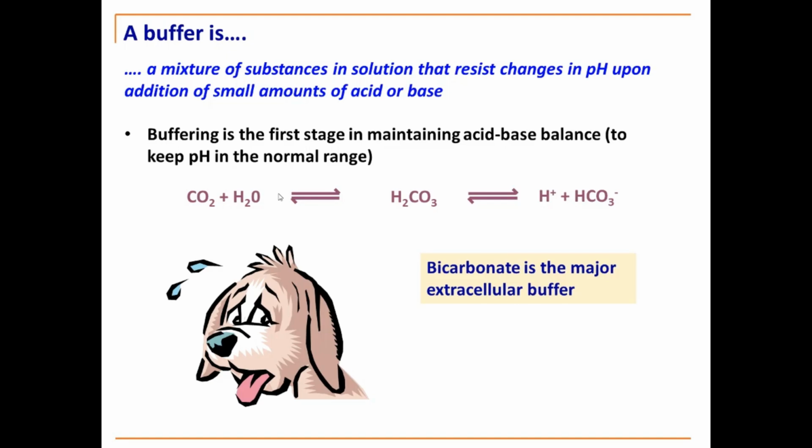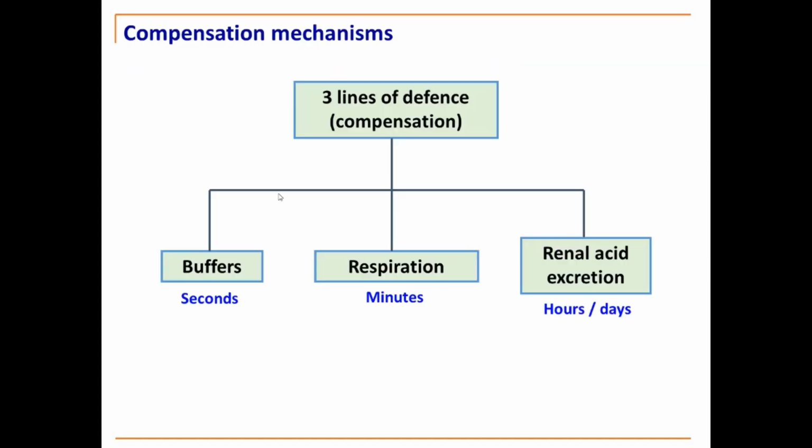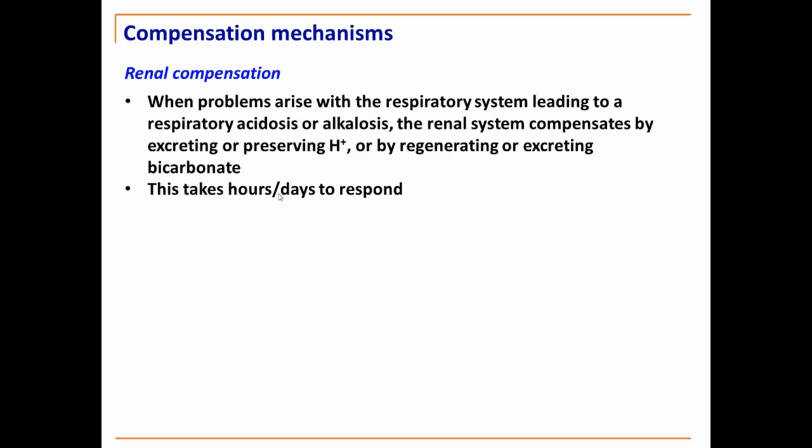Whew, chemistry, eh? So here are our mechanisms again. We've got buffers, we've got respiratory compensation, and we've got metabolic or renal compensatory mechanisms. So, renal compensation. When you have issues with the respiratory system, whether that's an acidosis or an alkalosis of respiratory origin, the renal system compensates by excreting or preserving hydrogen ions as it needs, or by regenerating or excreting bicarbonate. But it does take time to respond.